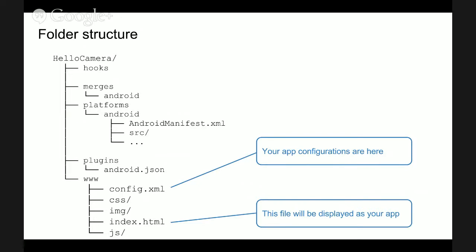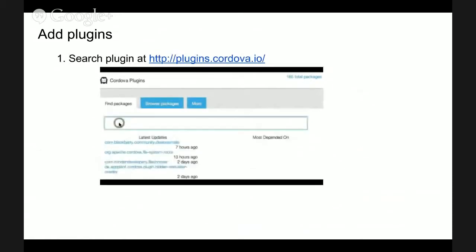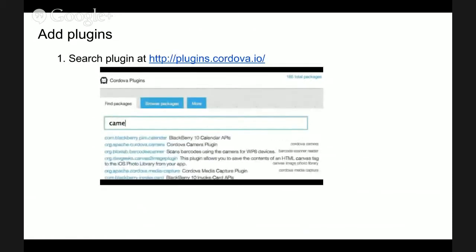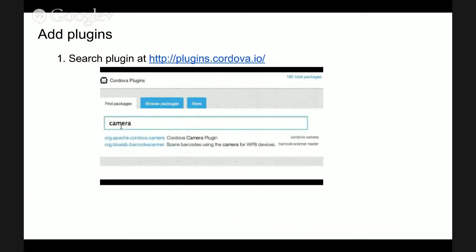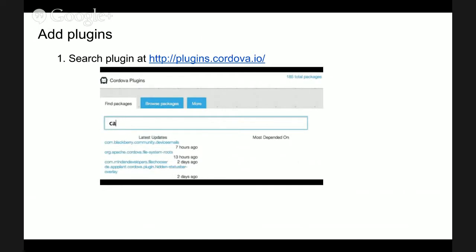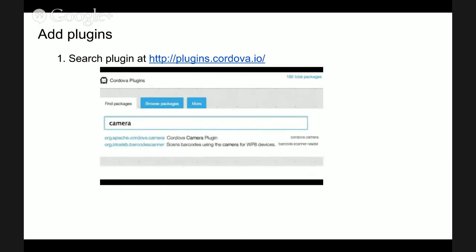Other directories are omitted today. When you create a new project, the default application doesn't have any features. You can edit the index HTML file with your favorite text editor. Also, you can add plugins to use device native features such as the camera. You can find various plugins at plugins.cordova.io.